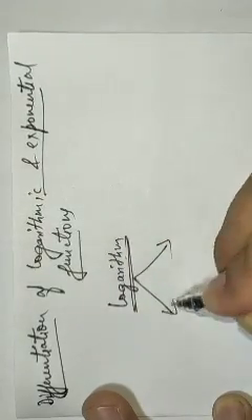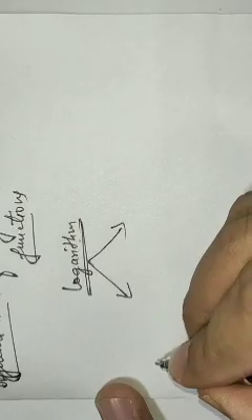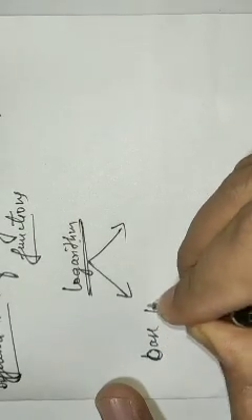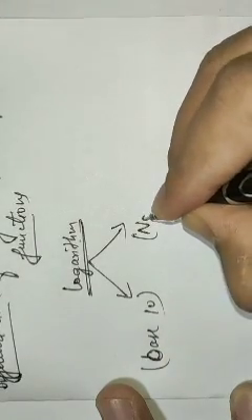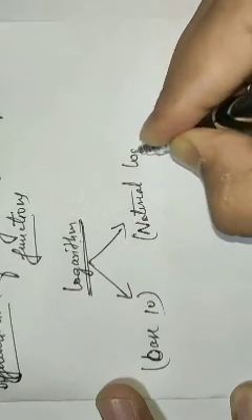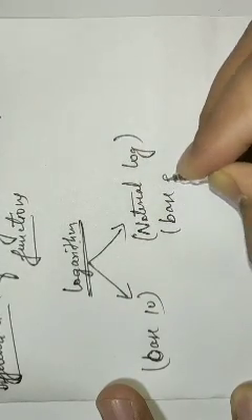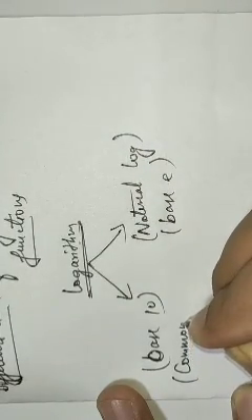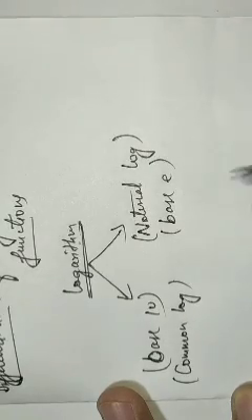There are two common types of log. One is base 10 log, and another is natural log, base E log. This is the common log, and this is the natural log. Base E and base 10.